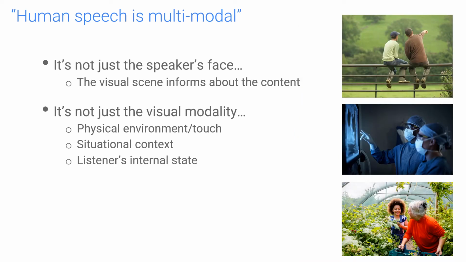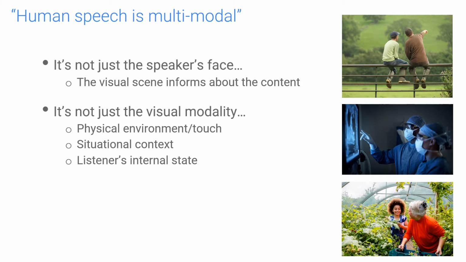This combination of multiple modalities doesn't have to do only with having access to the speaker's face. It also has to do, for example, with how the visual scene around a listener can inform their understanding of the content. So in the examples in these photos, where two people are talking while looking at a scene of some sort, the listener has some idea that the speaker is often referring to something in the visual environment, and this informs how they interpret the speech signal that they're hearing.